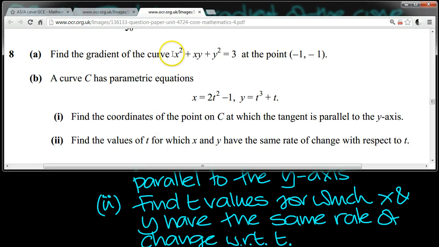Find the gradient of the curve x squared plus xy plus y squared equals 3, at the point minus 1, minus 1. A curve C has these parametric equations. Find the coordinates of the point on C at which the tangent is parallel to the y-axis. Find the values of t for which x and y have the same rate of change with respect to t.